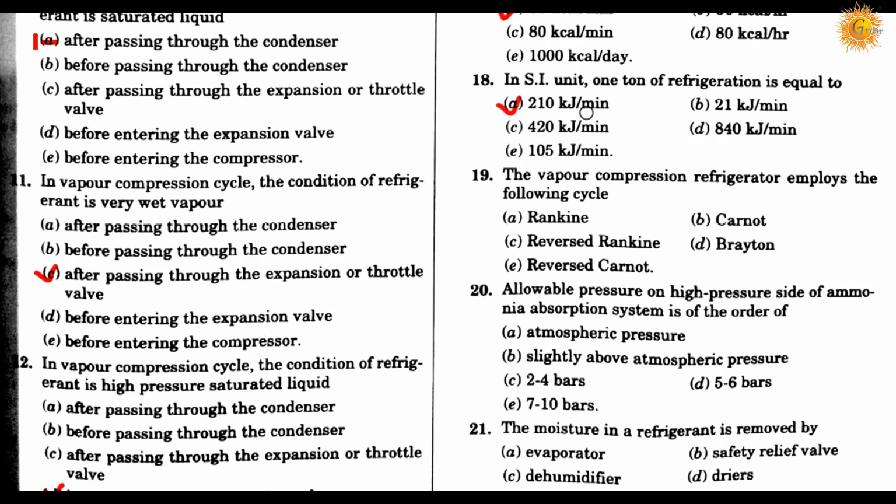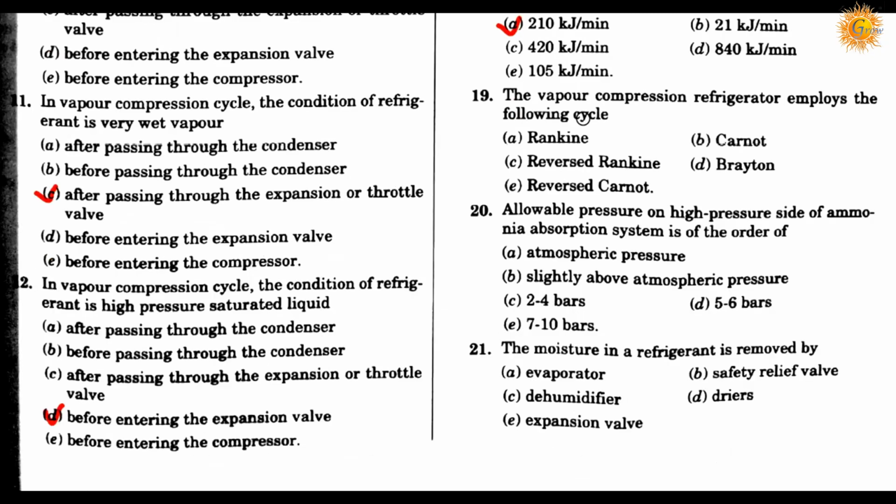Question number 19. The vapor compression refrigerator employs the following cycles. Option A, Rankine. Option B, Carnot. Option C, reversed Rankine. Option D, Brayton. Option E, reversed Carnot. Correct answer is E, reversed Carnot. The vapor compression refrigerator employs the reversed Carnot cycle.